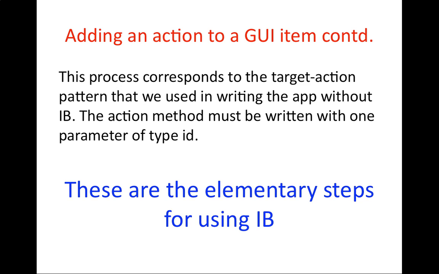To continue the concept, the process corresponds to the target action pattern, as we've seen. The target action pattern still exists, so we use it by writing the app without the IB. You can write the app without the IB. The action method must be written with one parameter of type ID. So the type ID is the generic type, so we usually say ID text field or something. So these are elementary steps for using the interface builder.